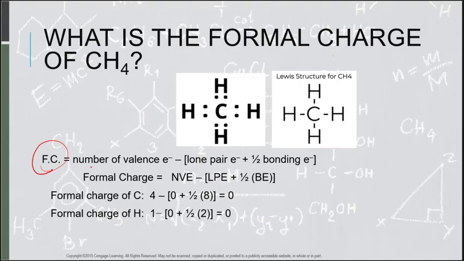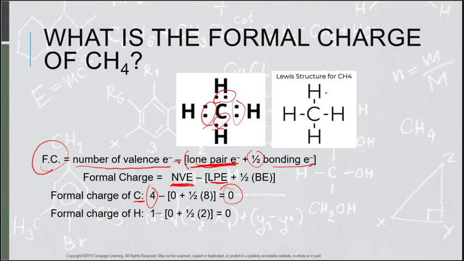To find the formal charge, we take the number of valence electrons, NVE, minus, and then in parentheses, we look at how many lone pair electrons there are, LPEs, plus half of the bonding electrons. Let's look at carbon, for example. Carbon has 4 valence electrons, and then we subtract. How many lone pair electrons are around carbon? None, plus 1/2 of how many bonded pair are there around carbon? There's 2, 4, 6, 8 bonded pair. So 0 plus half of 8, which is 4. 4 minus 4 is 0. So the formal charge on carbon is 0.